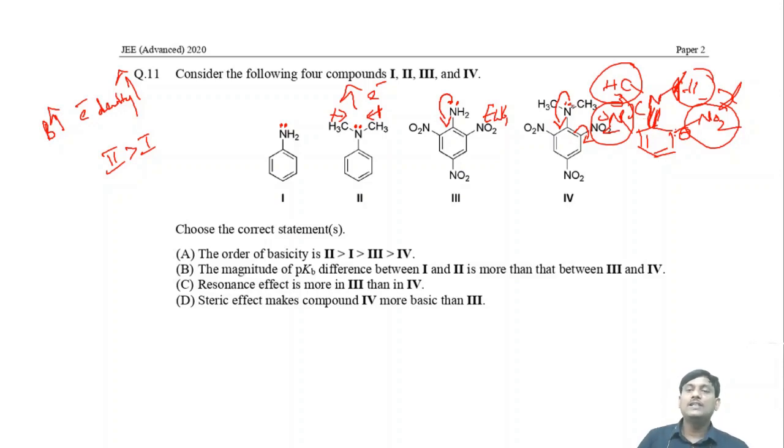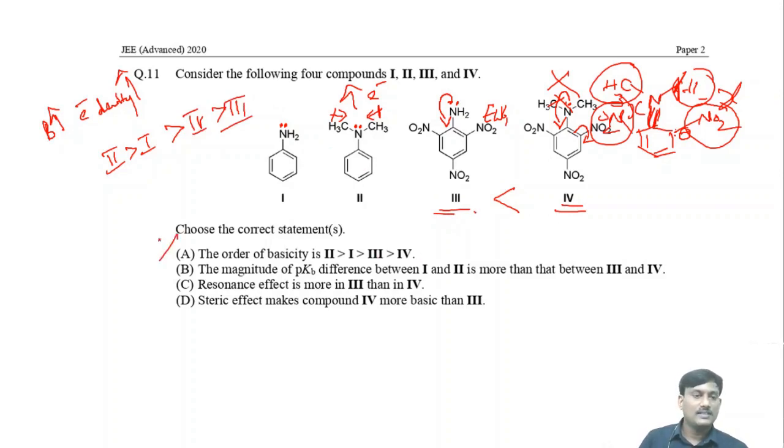So here delocalization of lone pair electrons into the ring is not possible. So which one is more basic? Third one or fourth one? Fourth one is more basic in this case. Why? The lone pair of electrons on the nitrogen are more available due to not participating in the delocalization. That's why the fourth one is more basic when compared with the third one. So fourth one, and finally the least basic is the third one.